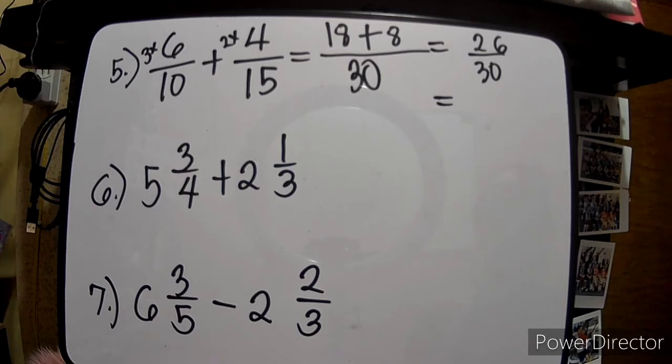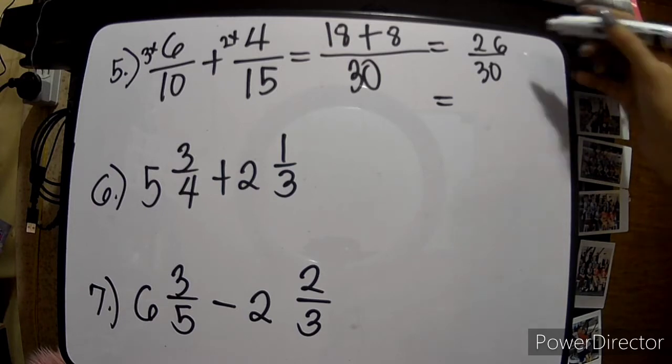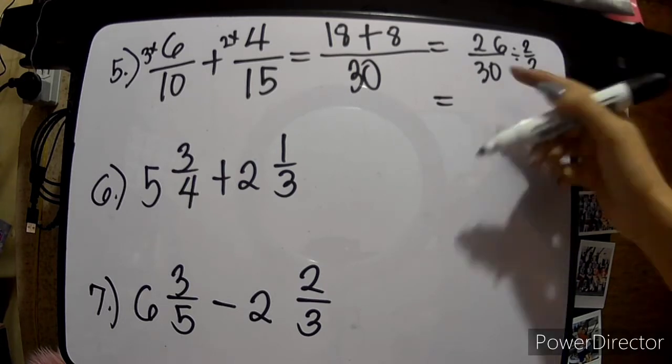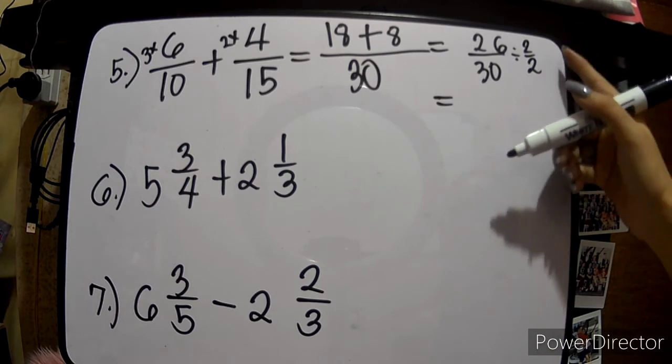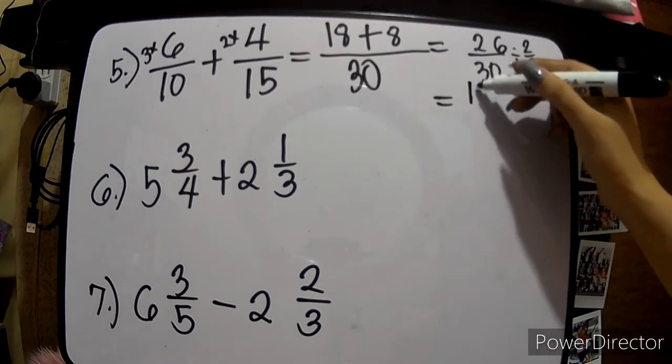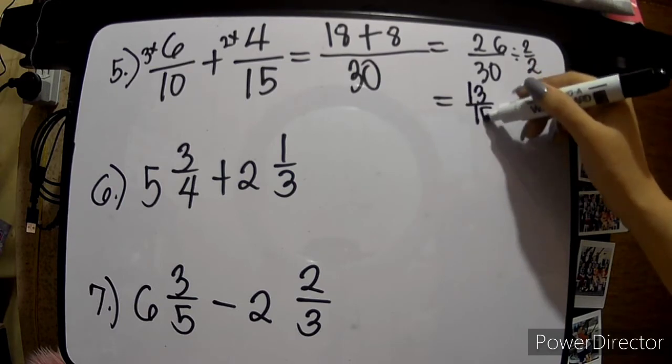Sa paglo-lowest term din, ginagawa ko din yung prime factorization kapag masyadong malaki yung number. Pero pag madaling maisip yung GCF, I will just be dividing kagaya nito. The GCF is 2. So, this is 13 over 15.